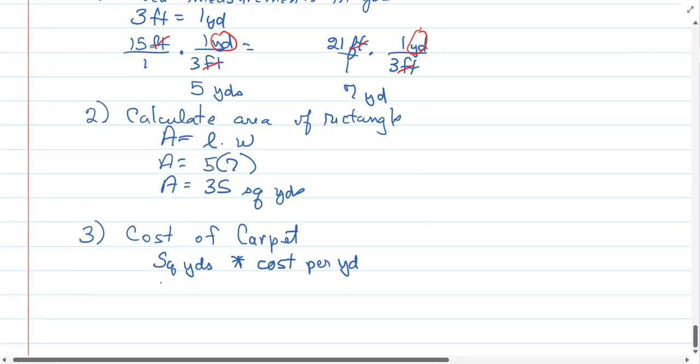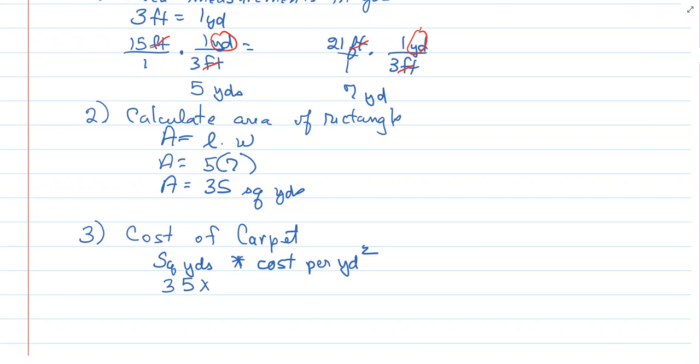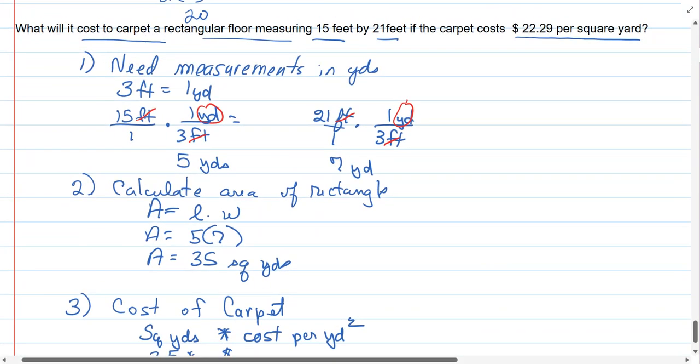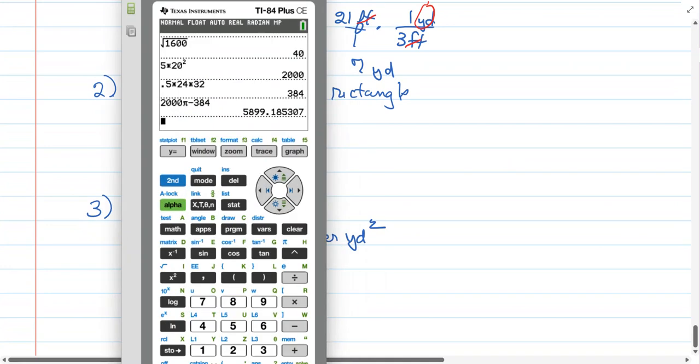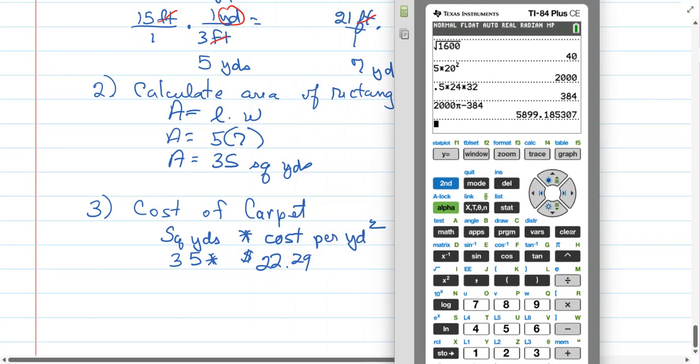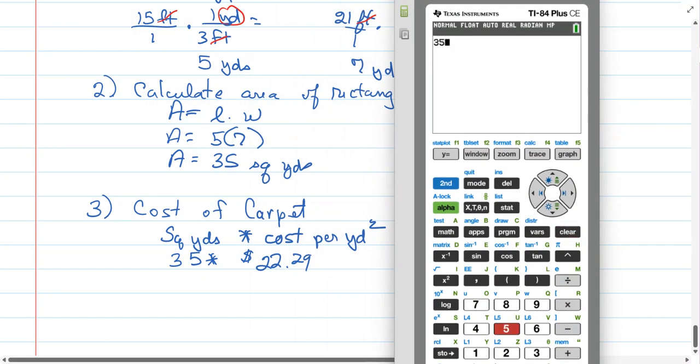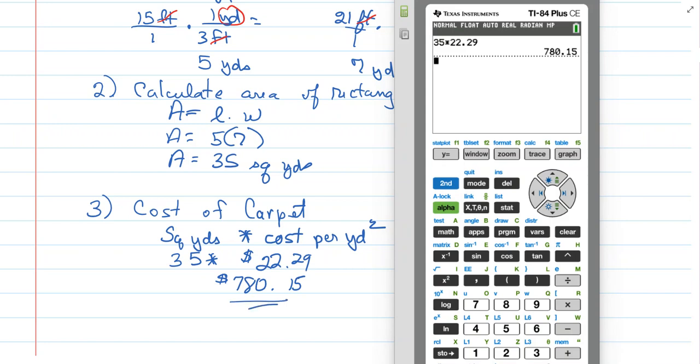All right, so we have 35 times the 22.29. And we're going to use our calculator. And we're going to enter the 35 square yards times the 22.29 per square yard. And it's going to cost us approximately $780.15 to purchase the carpet.